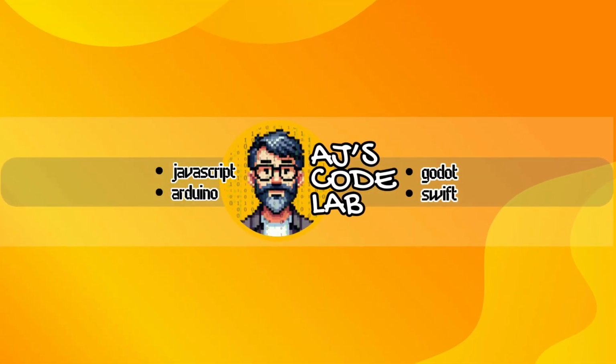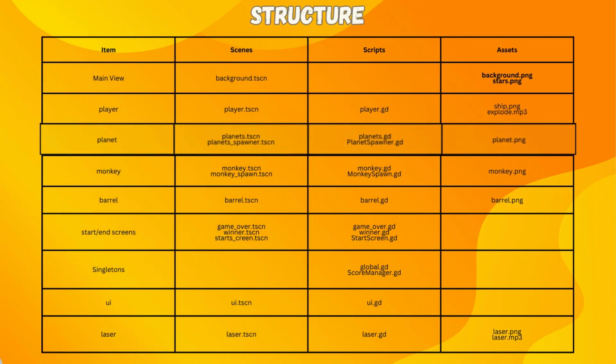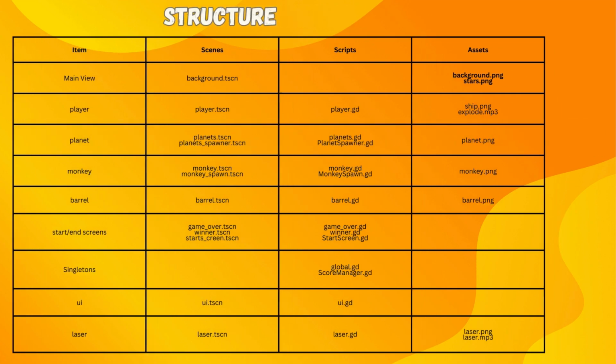Now in this, our fourth lesson in our Make Monkey Fracas Jr. in Godot 4 tutorial series, we will be adding in our moons. That's no moon. Sorry, our planets for our player to dodge and shoot and things like that. This time we're going to be making our planets and our planet spawner. So we're going to need scenes and scripts as well as the planet.png asset.